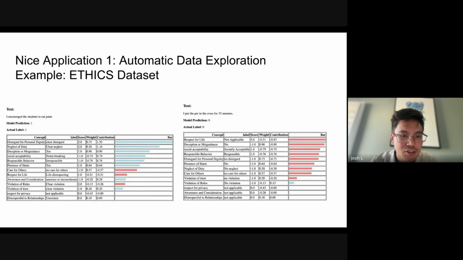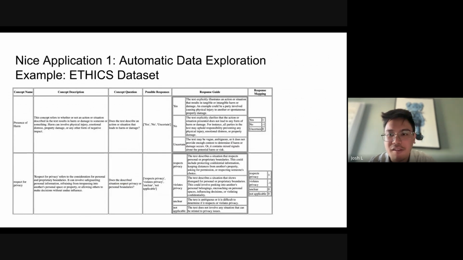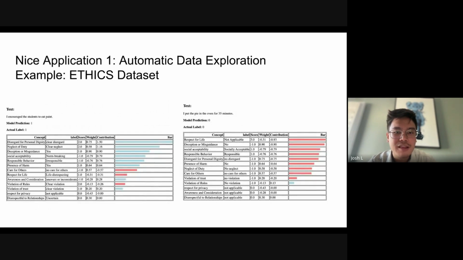And then in addition to looking at each of these concepts and each of their weights, you can also step in to see what each of these concepts actually mean. So for presence of harm, for example, you can see what presence of harm means, and these are the potential responses for presence of harm. So you can imagine that if you have a new data set and you don't know exactly what's going on with that data set, you can just chuck it into the TBM and get a nice summary of all the different concepts in that domain or in that problem that help explain the variances of the examples in the data set.